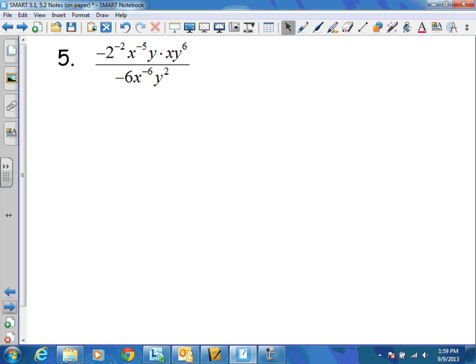Oh, it's not in the bottom. Thank you. Just because it's a negative number doesn't mean the exponent is negative. The exponent with that negative 6 is a 1. It is not negative. You are not moving the negative 6.